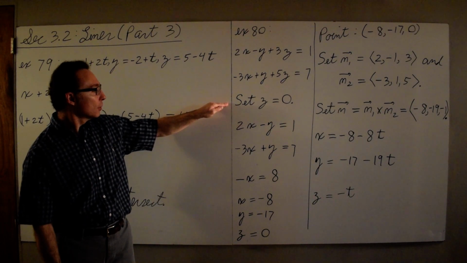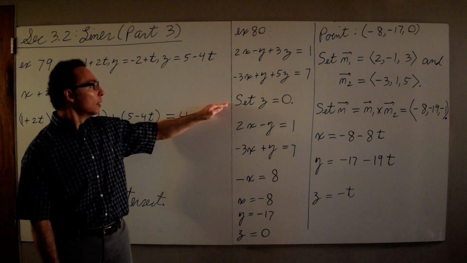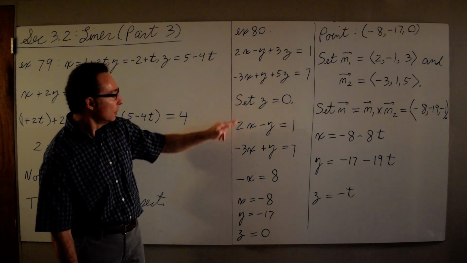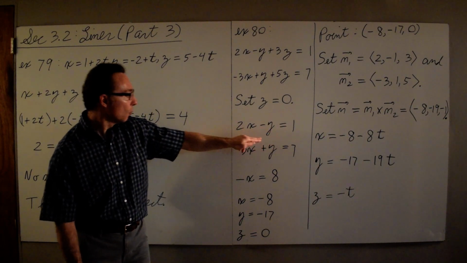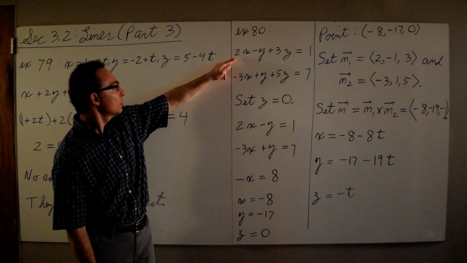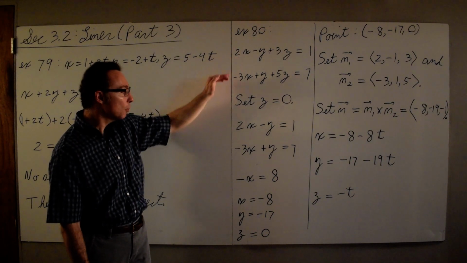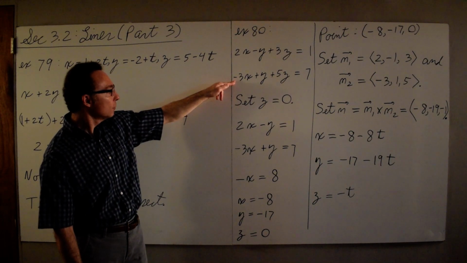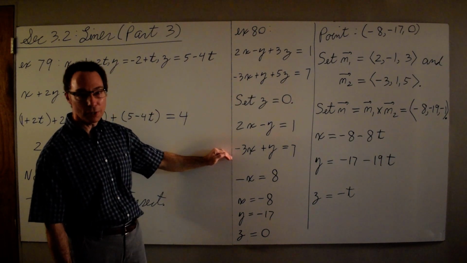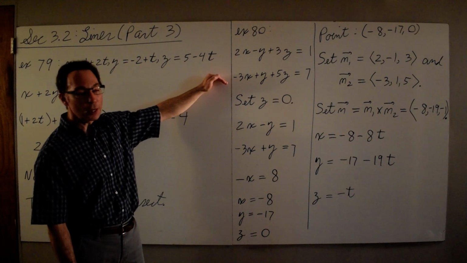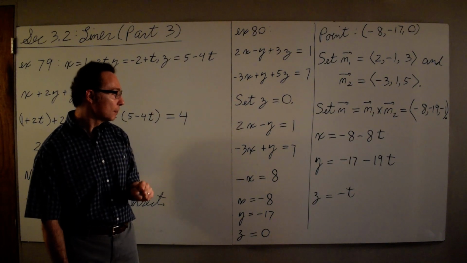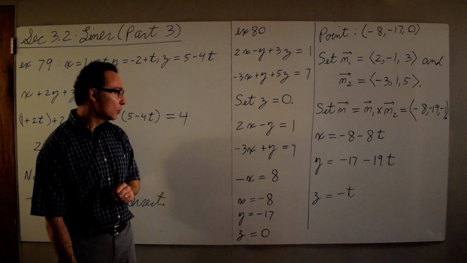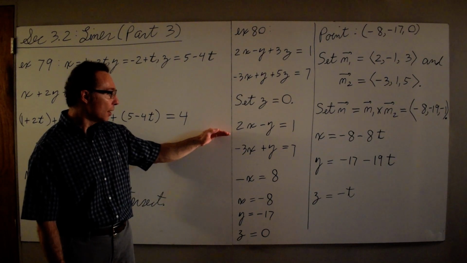So what we're going to do is set z equal to 0. Setting z equal to 0 for the first equation gives us 2x minus y equals 1. What this is telling us is this plane here is intersecting the xy plane in this line. For this plane here, we set z equal to 0 as well, and it gives us this line. So this plane intersects the xy plane in this line. So now we have two lines in the xy plane. We're going to find the point of intersection of these two lines, if it exists, and it does.